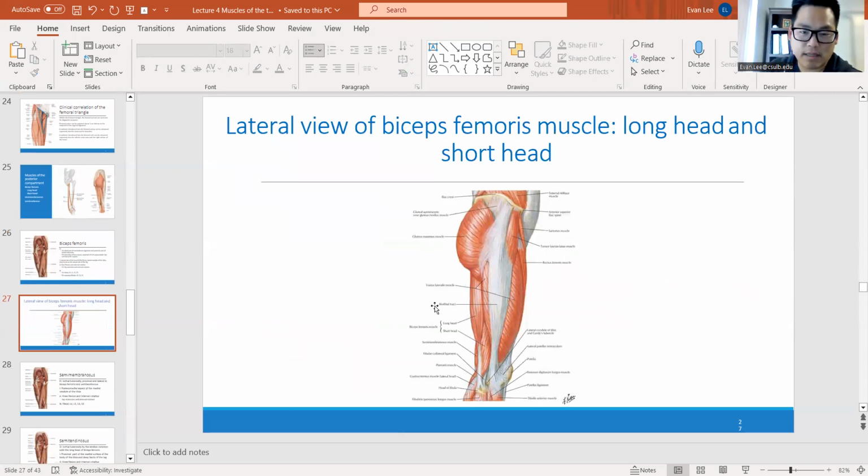So you can see a little bit more of the short head down here. So here's your long head, here's your short head, and then this is where you'd have that lateral intermuscular septum between biceps femoris and vastus lateralis, this whole muscle over here on the side of the anterior and lateral thigh.